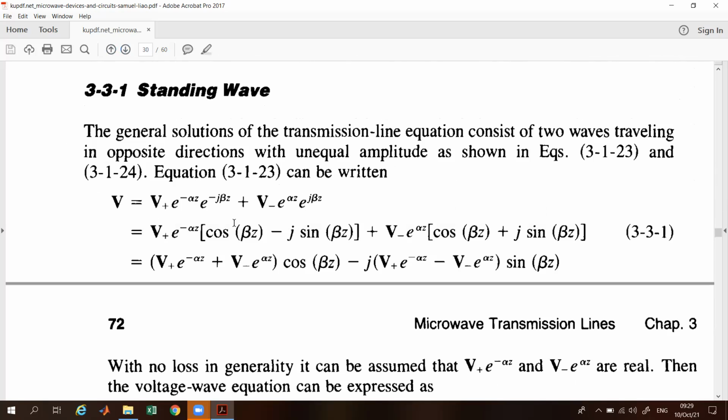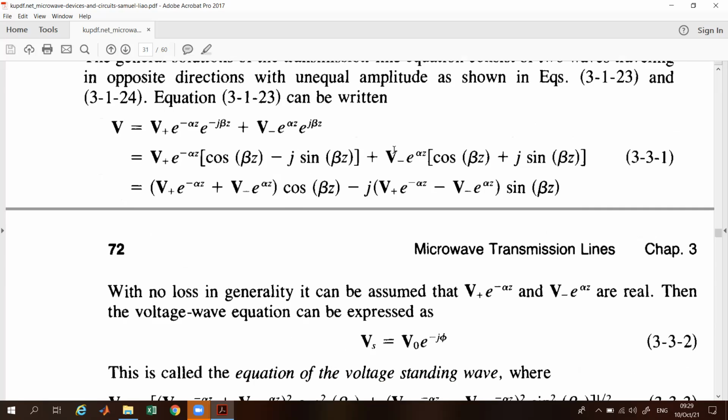And if we write them again, then we can write this component as cos βz minus j sin βz, and this component as cos βz plus j sin βz. If we simplify them for V plus e^(-αz), we have cos βz common between these two, and then we have sin βz common among them. You can say we are simplifying them for real and imaginary parts.